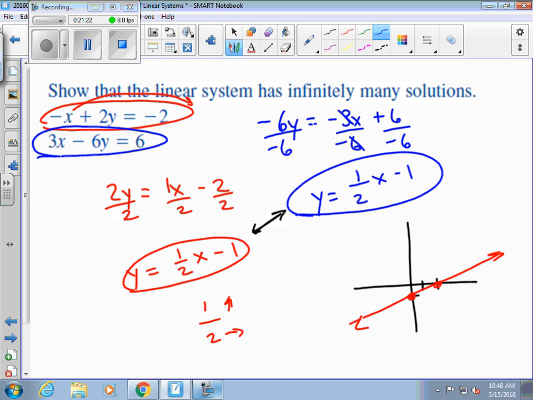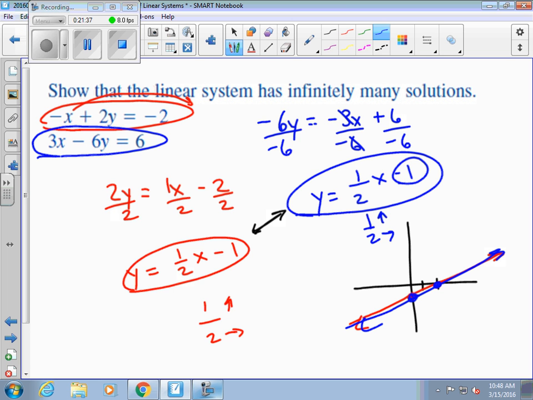The other equation, again, your b value is negative 1. You start right there. Your slope is the same, 1 over 2. Go up 1 to the right 2. Same point, same line. That's why they share infinitely many solutions. That's one way to do it.